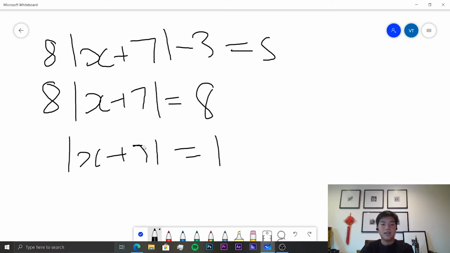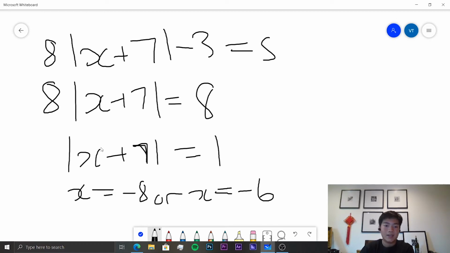Now we just need to figure out for what values the absolute value of x plus 7 is equal to 1. The answer is when x is equal to negative 8, or x is equal to negative 6, since negative 8 plus 7 is negative 1, absolute value is 1, and negative 6 plus 7 is 1 as well.